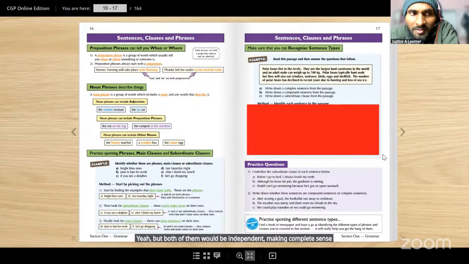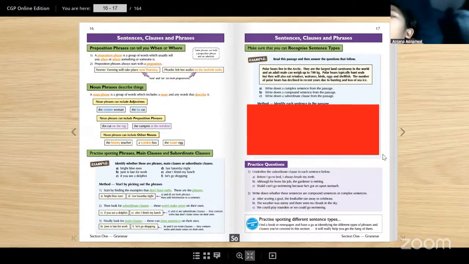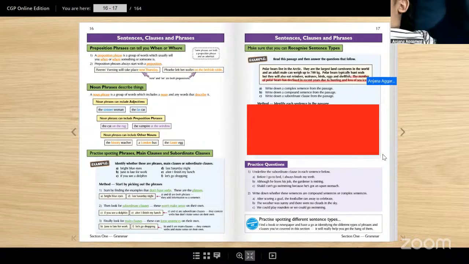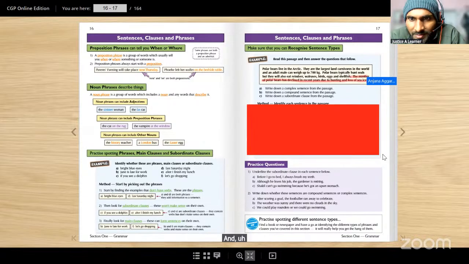For example, a complex sentence can be "Polar bears typically hunt..." or "The number of polar bears has declined in recent years due to hunting." So this can be complex.